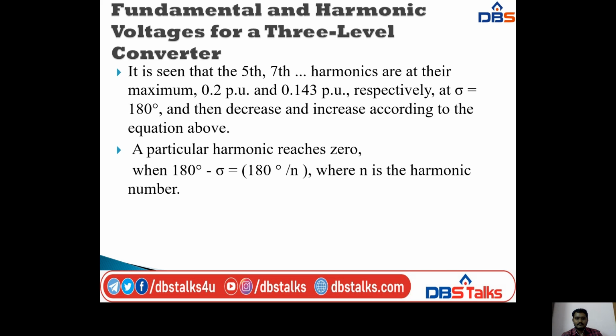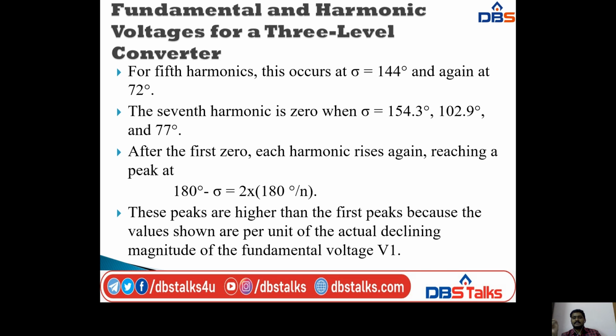So for the fifth harmonic, this occurs at sigma equal to 144 degrees and again at 72 degrees. Similarly, the seventh harmonic is 0 when sigma is equal to 154.3 degrees, 102.9 degrees and 77 degrees. After the first 0, each harmonic rises again, reaching a peak at 180 degrees minus sigma equal to 2 into 180 by n. These peaks are higher than the first peaks because the values shown are per unit of the actual declining magnitude of the fundamental voltage V1.